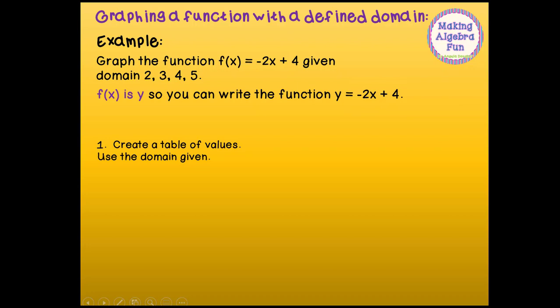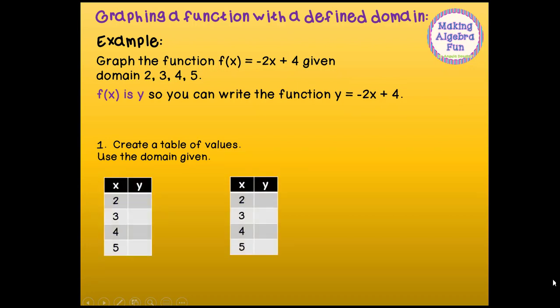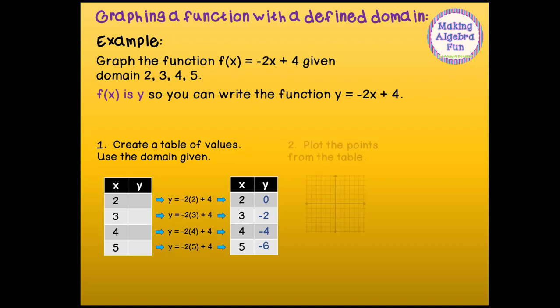Now, we've practiced this in the last lesson. You can create a table of values, and I'm using the domain 2, 3, 4, and 5. So when you put the 2 in for x, you're going to get negative 2 times 2 plus 4, and that would give you 0. So when x is 2, y is 0. When I put in 3 for x, I get negative 6 plus 4, and that's negative 2. When I use 4 for x, I get negative 4. When I use 5 for x, I get negative 6. So I have exactly 4 points to graph.